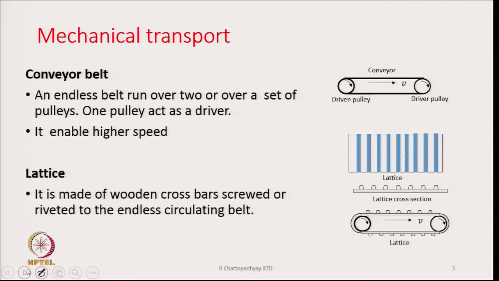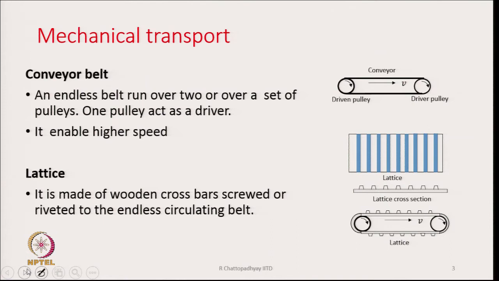Now, conveyor belt is basically an endless belt that runs over two or over a set of pulleys, and one of the pulleys acts as a driver pulley. As you see in the diagram on the right hand side, there is a driver pulley and there is a driven pulley, and there is an endless belt which is connecting these two pulleys. This is the typical conveyor belt, which is also used in other places. Now, this kind of belt we can run at a slightly higher speed, that is the advantage with this endless conveyor belt.